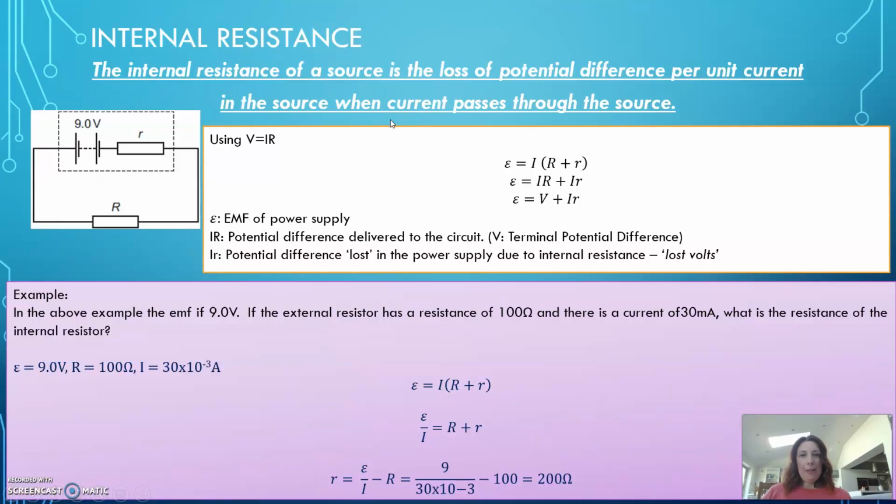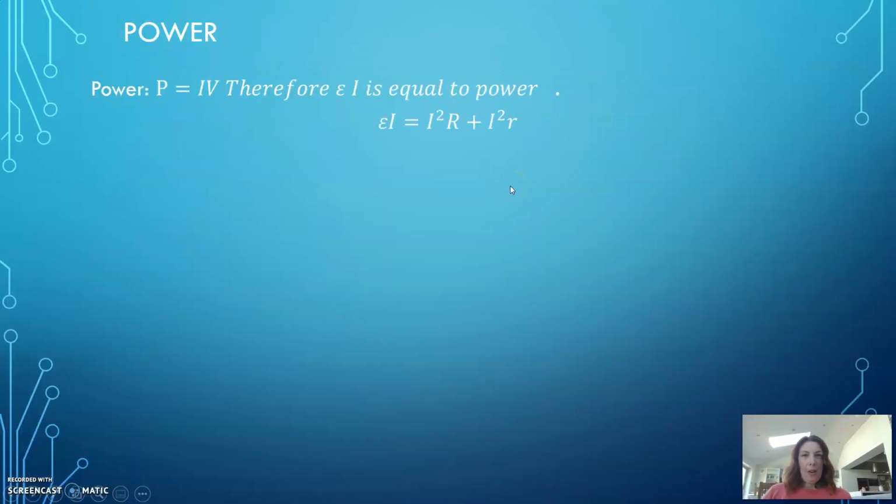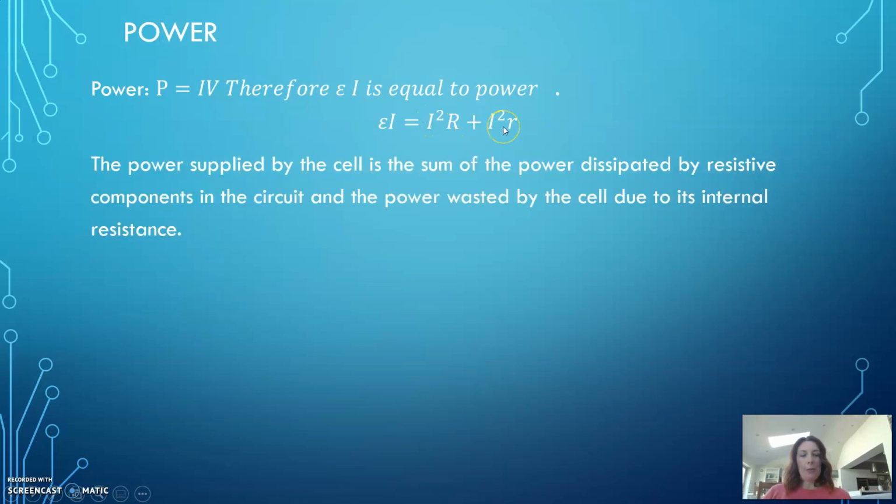And then going back to this equation here, I've multiplied this by I. So if I multiply the rest of it by I, I get I squared R plus I squared r. And this is telling you that the power supplied by the cell here is the sum of the power dissipated by the resistive components in the circuit, which is this, and the power wasted by the cell due to its internal resistance here.